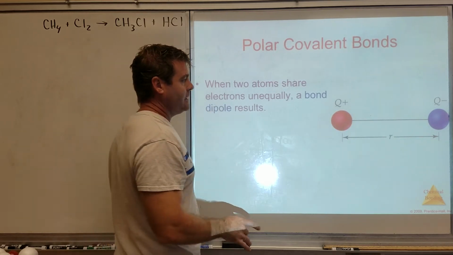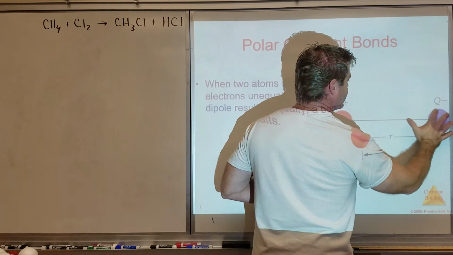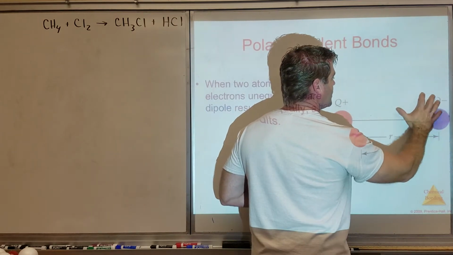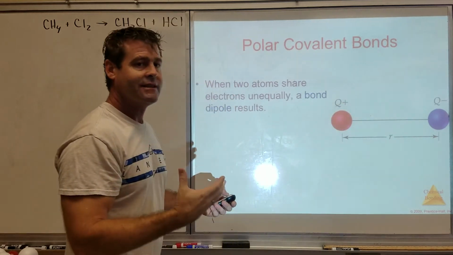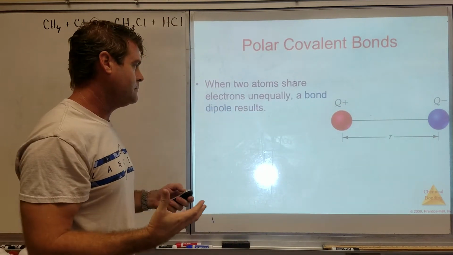Just like if electrons are spending more time on this side, it's going to make this side of the bond or molecule more negative, and the side that they spend less time on is going to be positive. That's what we mean when we say it has a dipole.